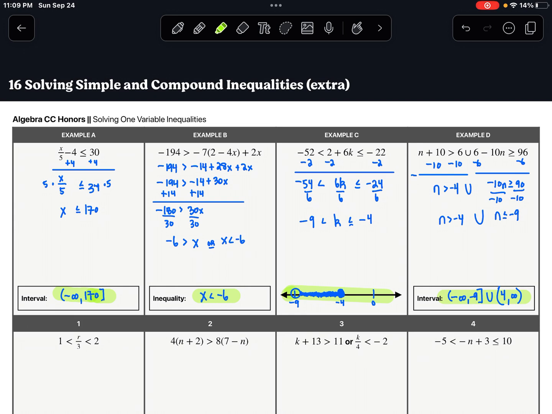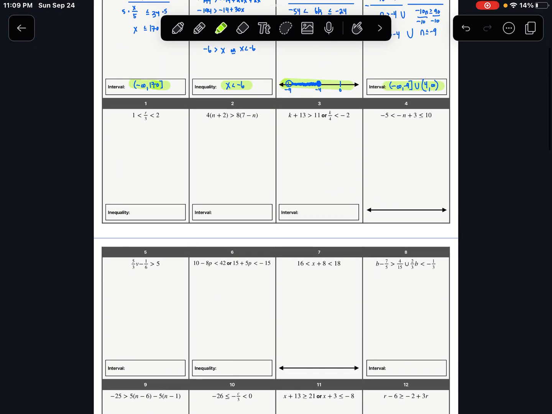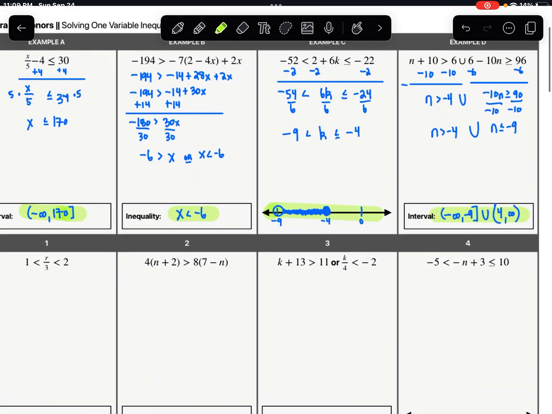All right, I'm going to get out of your way. I'm going to let you try the first 4 here. The answer key is posted below, and this is your homework tonight. All 12 are your homework tonight. Okay, see you soon.